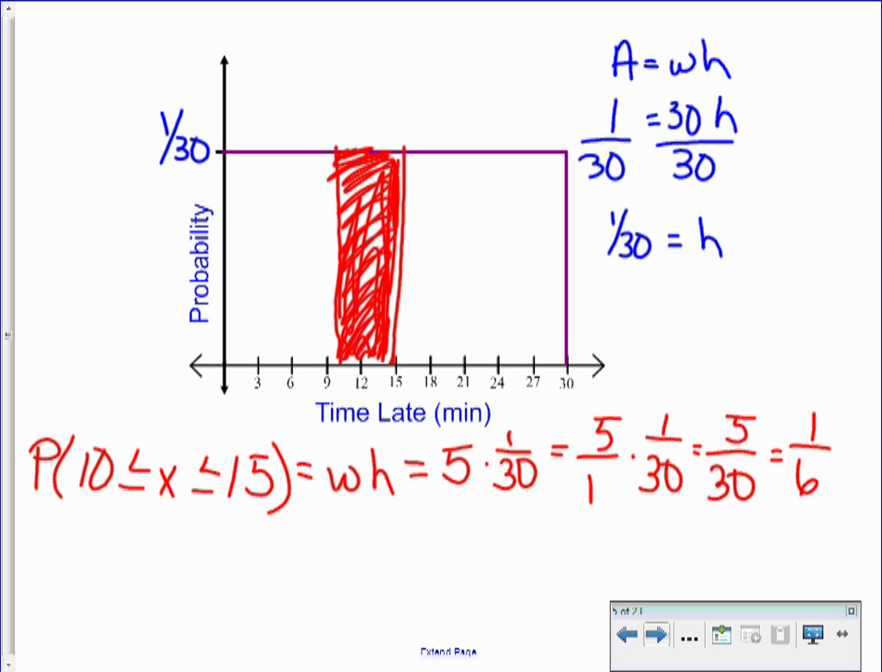If you use the same width for a different section, isn't it the exact same? That is correct. So if we looked at the probability that they were between 25 and 30, we would still have a 1/6. Between 0 and 5, would still be a 1/6. Other questions?